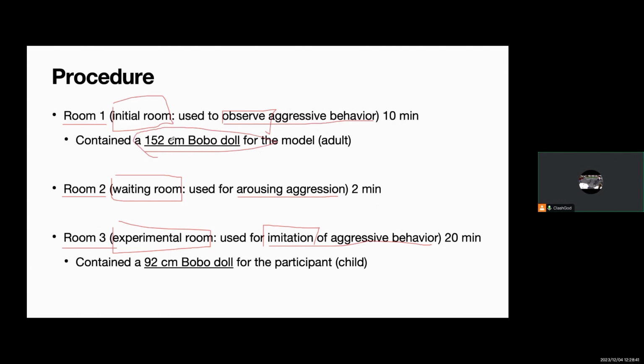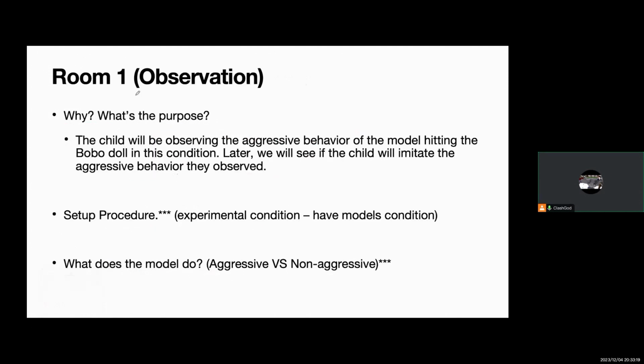And because the first one is for observation of the adult model's aggressive behavior, we used an adult-sized Bobo doll of 152 centimeters. This is just memorization. There's no technique here. And in room 3, there's a little bit of technique, because it is about the observation of the child's aggressive behavior. I use the child-sized Bobo doll, which is smaller, 92 centimeters.